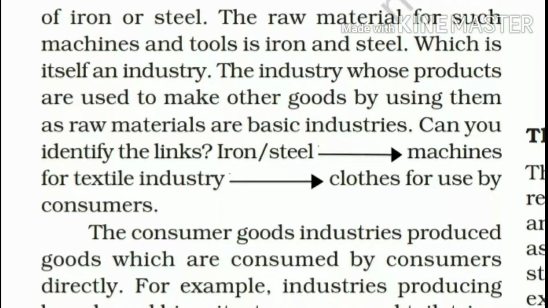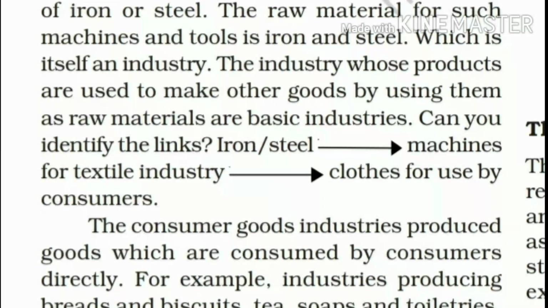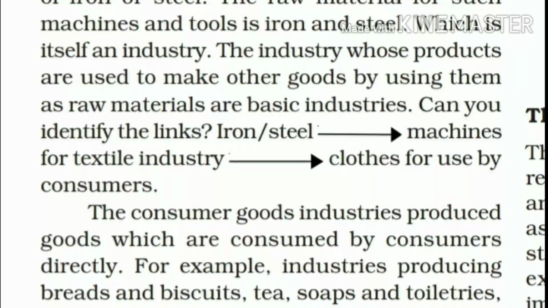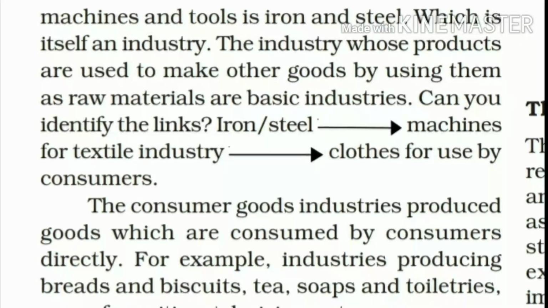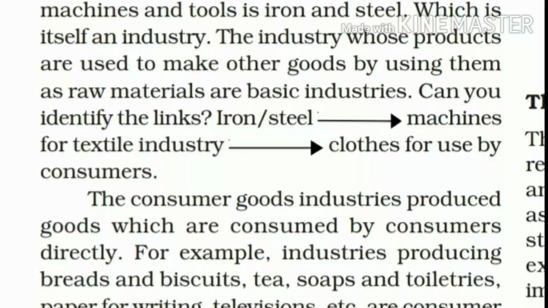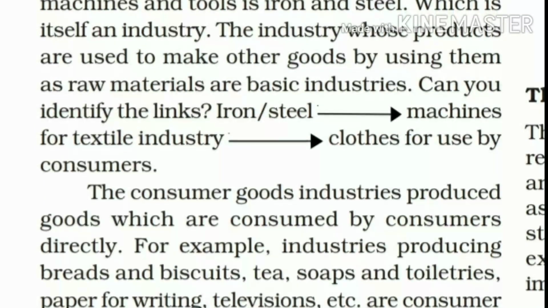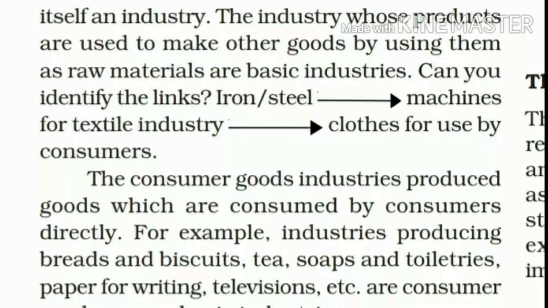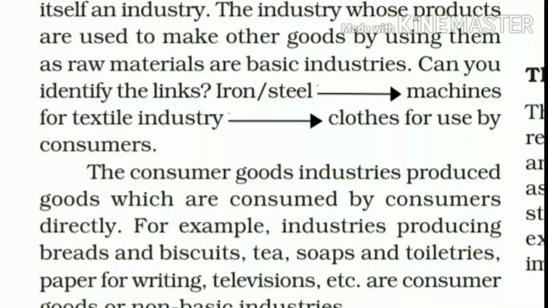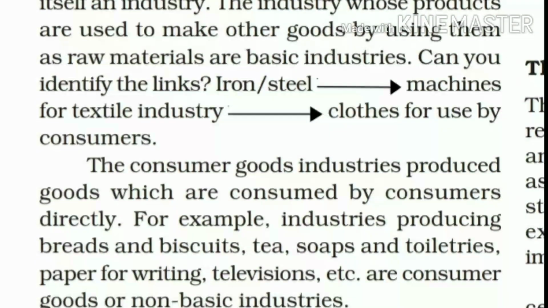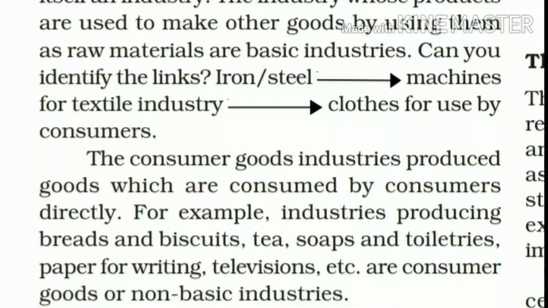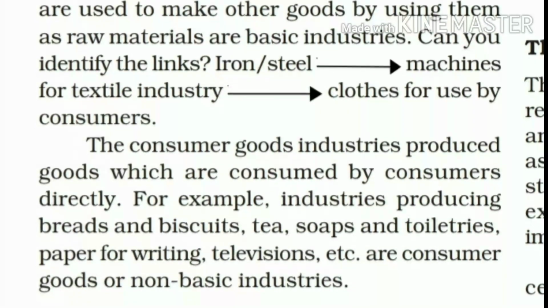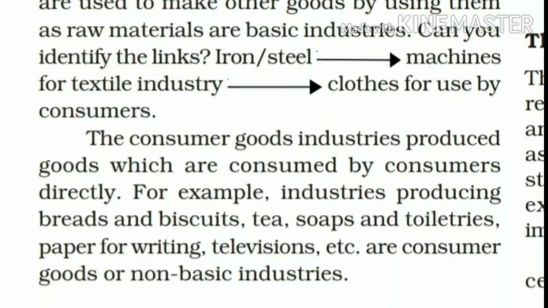Thus, the consumer goods industries produce goods which are consumed by consumers directly. These products are called the final products, which means that they are totally ready to be used by the people directly. Some examples of consumer industries are the industries producing bread, biscuits, tea, soap, etc. Thus, in simple words, output industries produce final goods that are ready to be used.